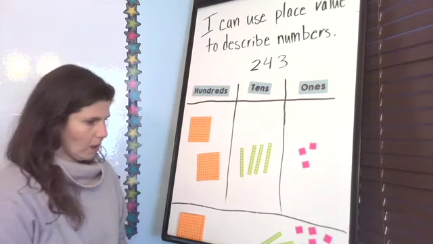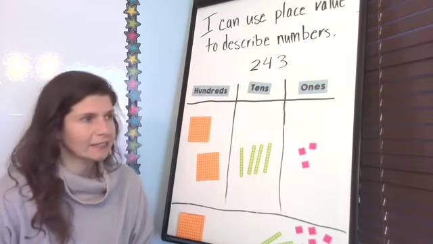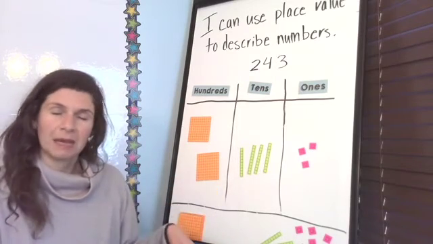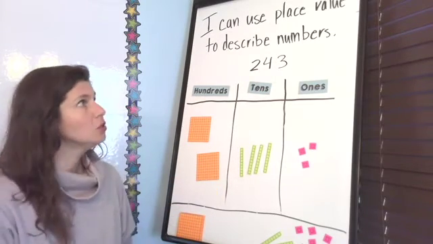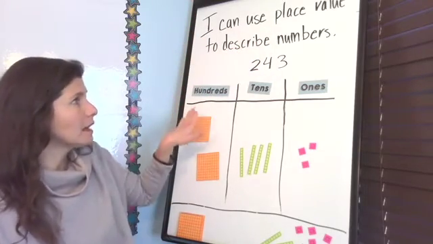So the number is 243. All right? So today, for part of your seesaw activity, you're going to be working with base 10 blocks and with numbers and using the place values to describe the numbers.